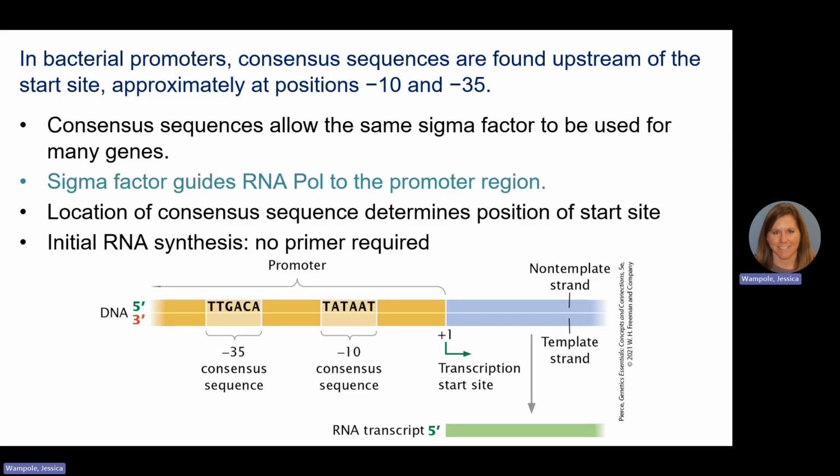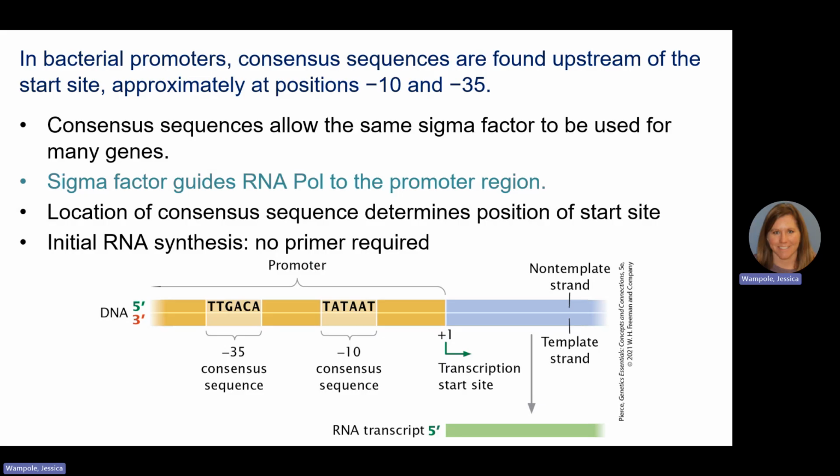So, we are still getting ready for transcription. The consensus sequence is where that sigma factor is going to bind. And then the sigma factor is going to guide the RNA polymerase in. I like to think about this as like, if you're trying to parallel park and the other person in your car gets out to guide you into the parking spot. That's kind of how I think of the sigma factor. They're there to guide the RNA polymerase into the right location.